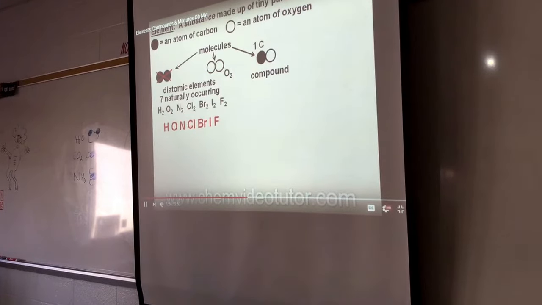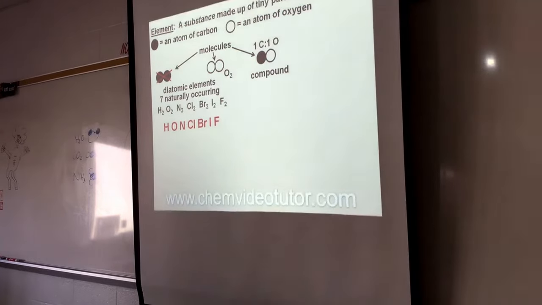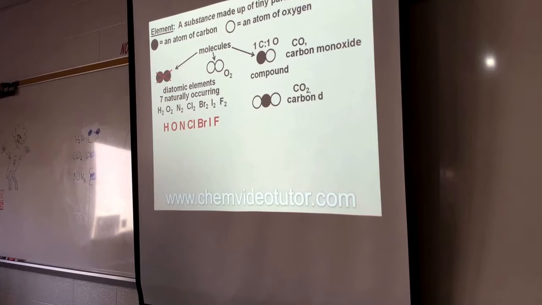Compound has the ratio of 1 carbon to 1 oxygen. We can give it the formula CO and the name carbon monoxide. Any ideas what formula and name this particle diagram would have? If you guessed CO2 or carbon dioxide, you'd be correct, since there are 2 O's for every carbon atom.